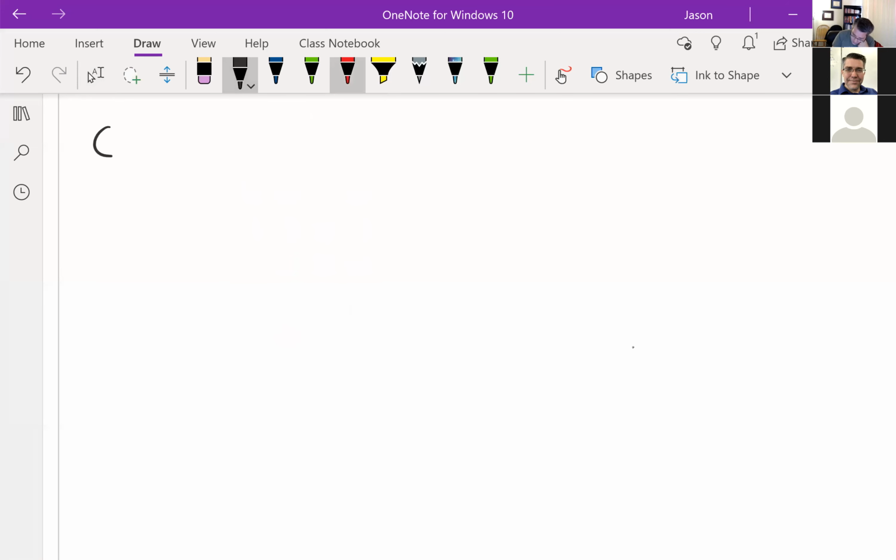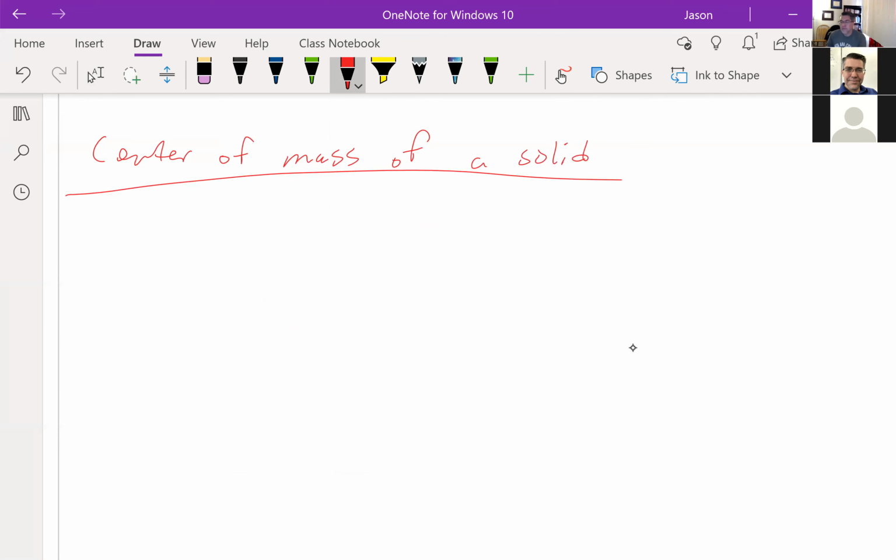Okay, I want my red one. Okay, center of mass of a solid, right? Because we've got some engineers in here. We don't need to do all the rote mathematics. I apologize to the math majors, but I want to make sure we have enough time. There's more material in this class than I can actually physically cover in 16 weeks. So it is what it is.